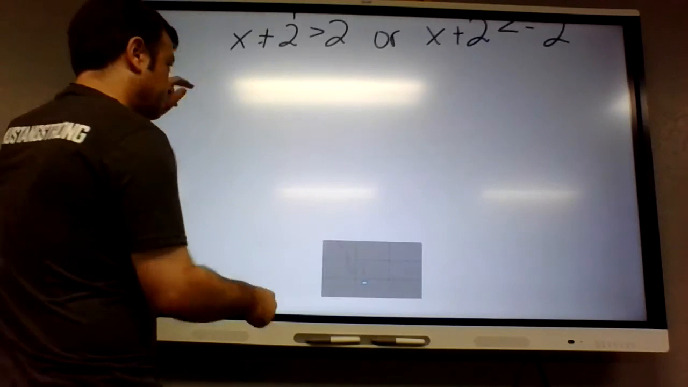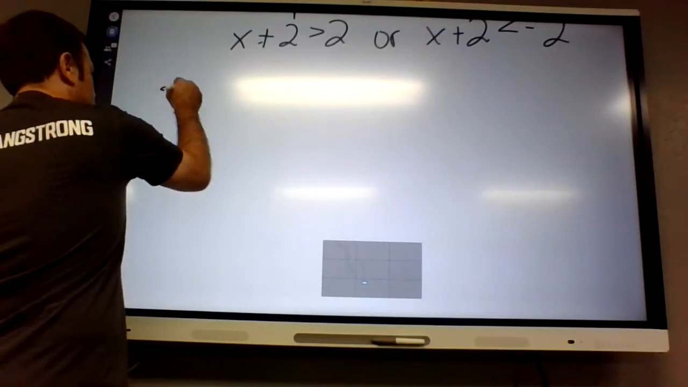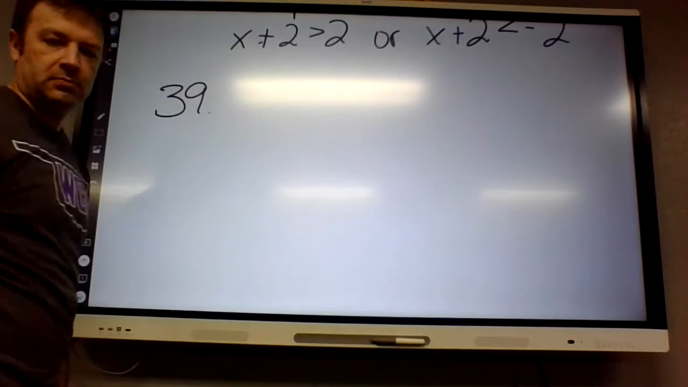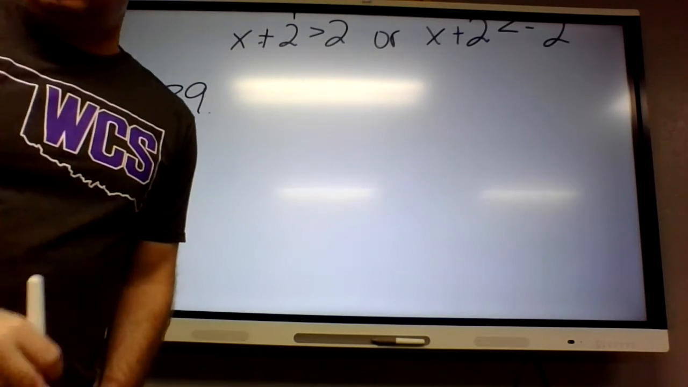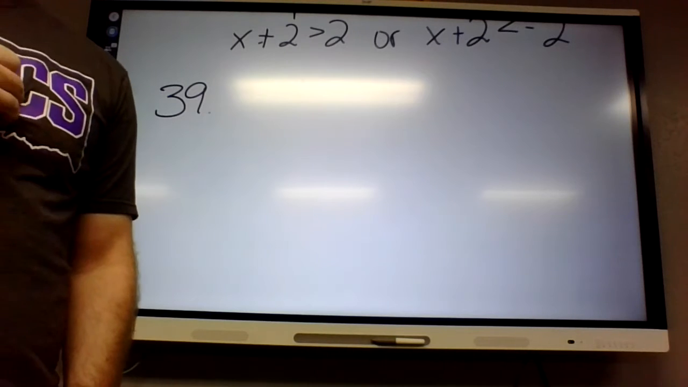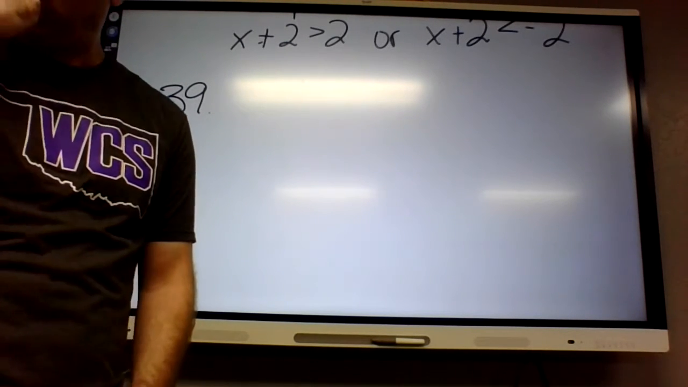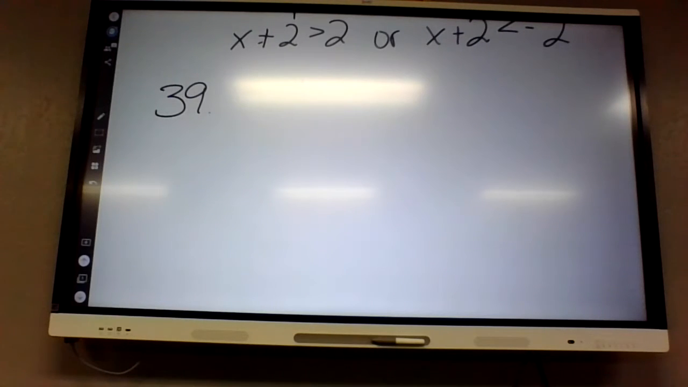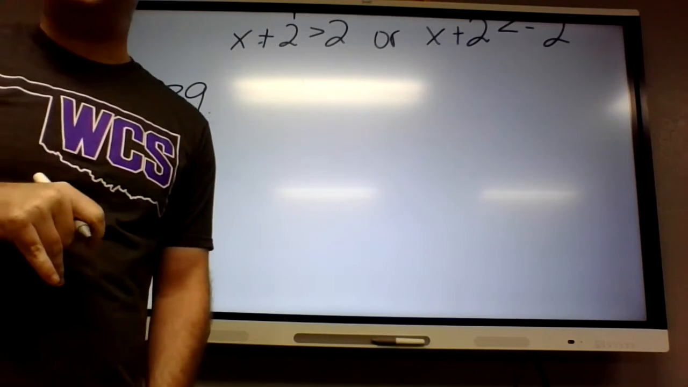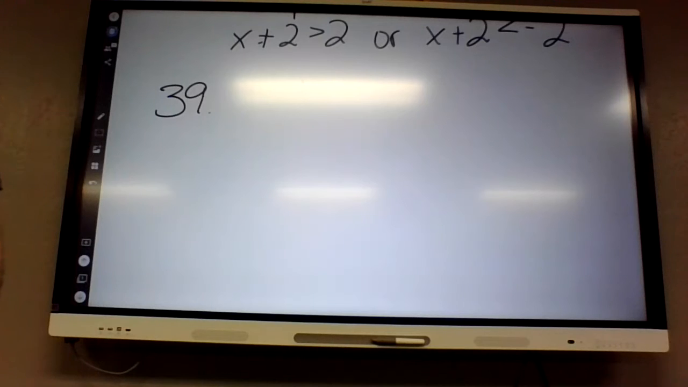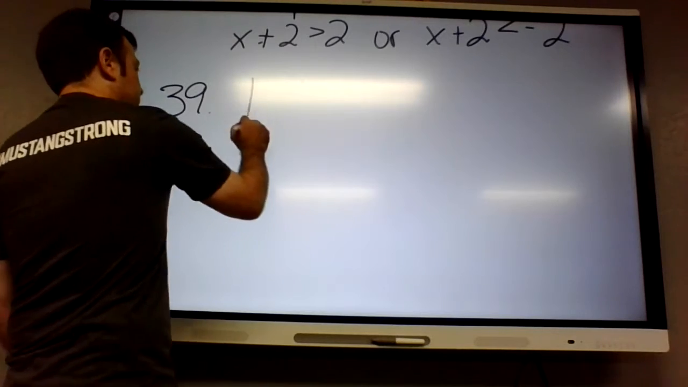$39. Save the best for last. What do you guys think we should do first on 39? Add 9. Get rid of the 2x, and minus 2x. We got to get that absolute value by itself. So when we add the 9 to the right, negative 3 plus 9, it becomes a 6. And we minus the 2x. So we got minus 2x plus 6 on the right, and x plus 3, absolute value on the left.